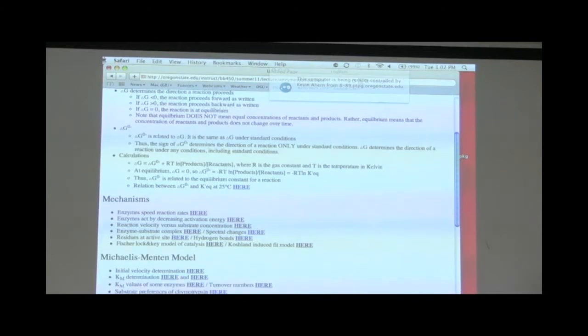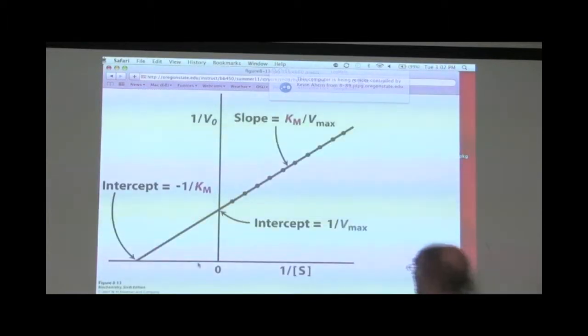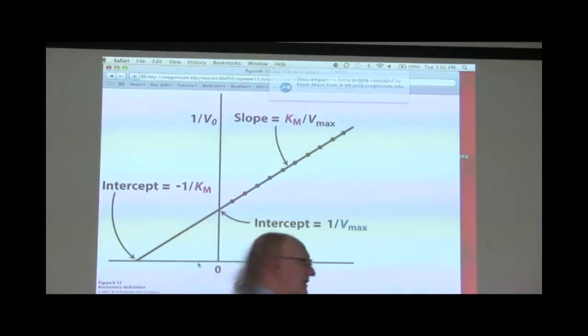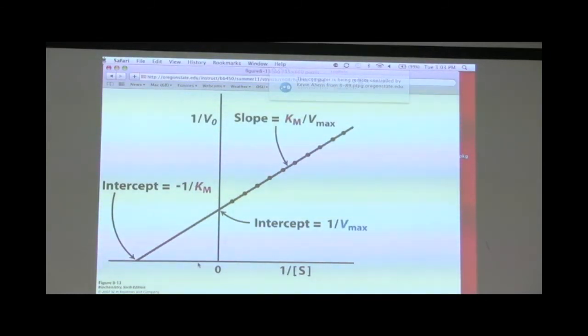Okay, so this plot that you see looks very different from the plots that I talked about yesterday. All the plots I talked about yesterday are what we call V versus S, or velocity versus substrate concentration. And I told you that to get the data for those plots, I took 20 tubes. They all had the same amount of enzyme. They all had the same buffer, and they all reacted for the same amount of time, but they had varying amounts of substrate concentration, and so those varying amounts of substrate concentration gave us different velocities, and we plotted substrate concentration versus velocity. We got that hyperbolic curve.